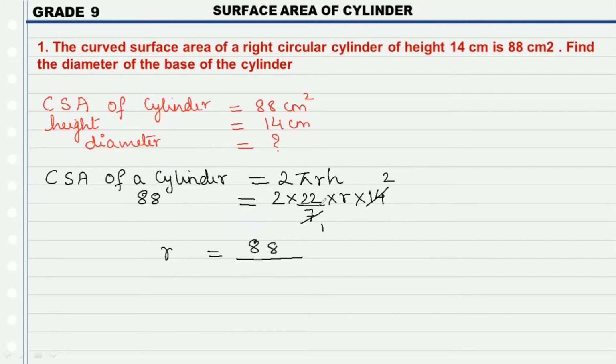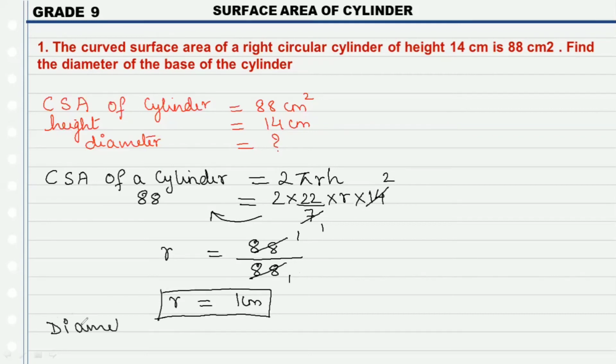All the terms from left hand side transposed to the right hand side. 2 multiplied by 22, 44. 44 multiplied by 2, 88. So 88 transposed to the left hand side, 88 ones are 88. So you get the radius as 1 centimeter. Okay, this is your radius. But the question is to find the diameter. So diameter, we all know what is diameter, children? 2 times radius, right? So it can be 2 times 1 centimeter.